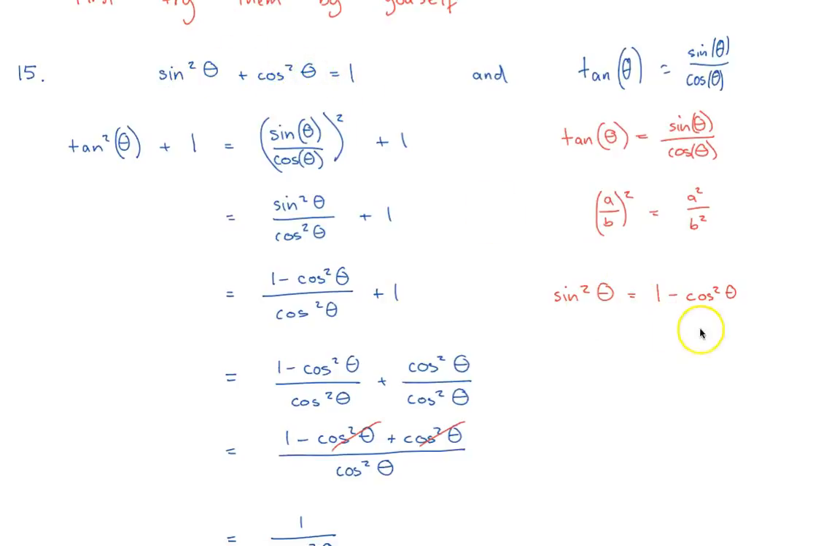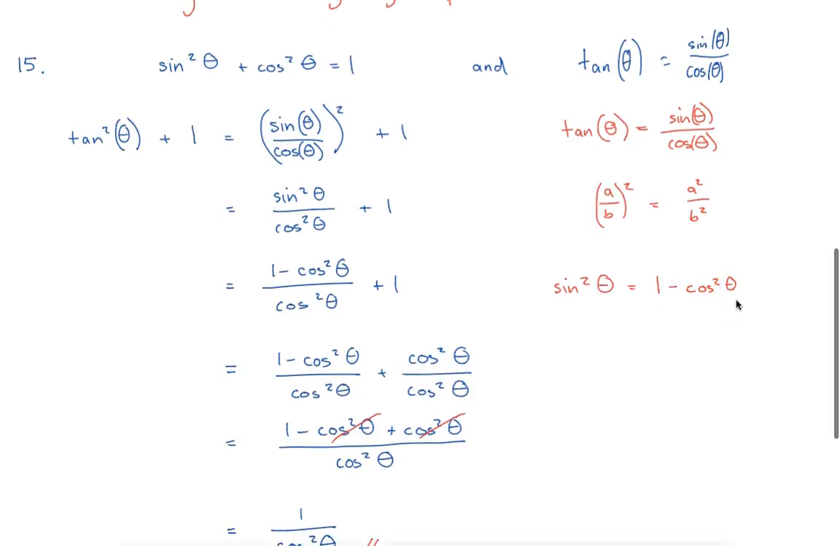So if we subtract cosine squared of theta from both sides, we end up with sine squared of theta equals 1 minus cosine squared of theta. So we can substitute sine squared of theta equals 1 minus cosine squared of theta in for this sine squared of theta here. So the top line becomes 1 minus cosine squared of theta.